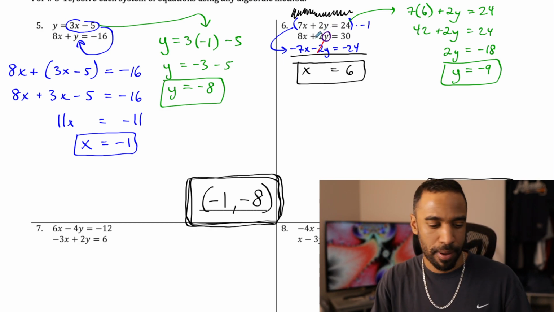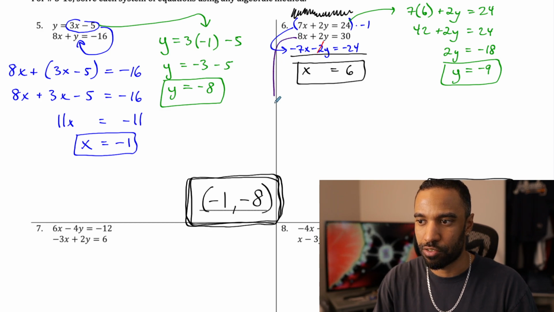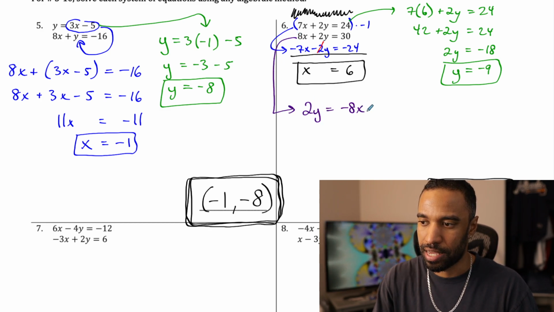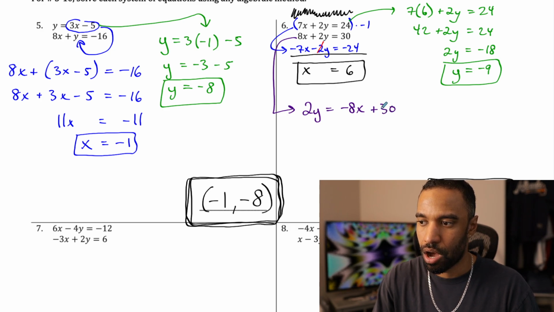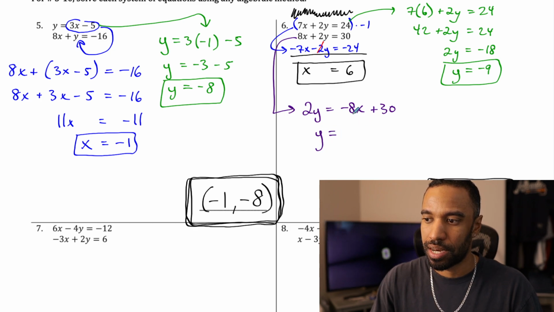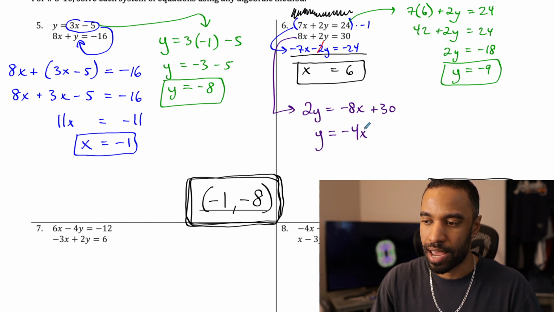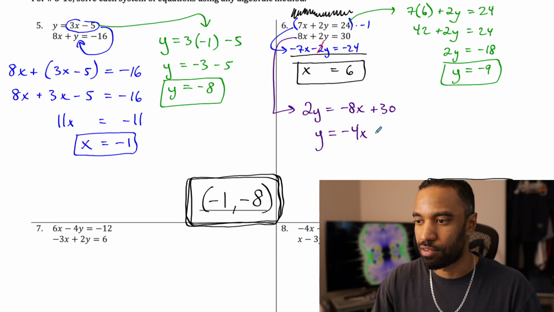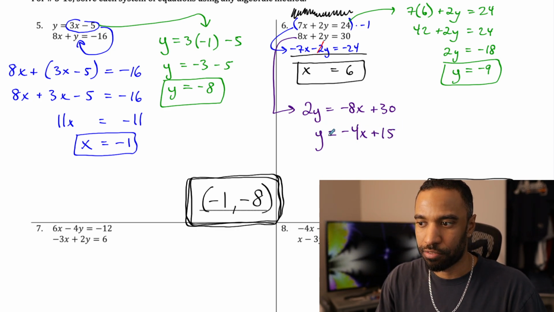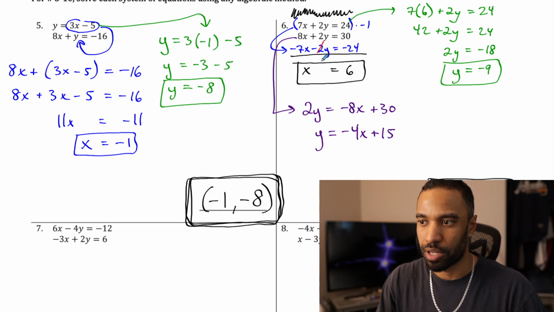If I get this y by itself, I could subtract 8x from both sides, and I can divide everything by 2. All these numbers can divide by 2. 2y divided by 2 is 1y. Negative 8x divided by 2 is negative 4x. And 30 divided by 2 is 15. So I've gotten y by itself here, and y equals negative 4x plus 15.